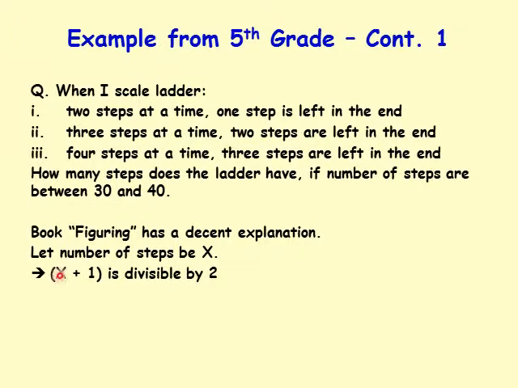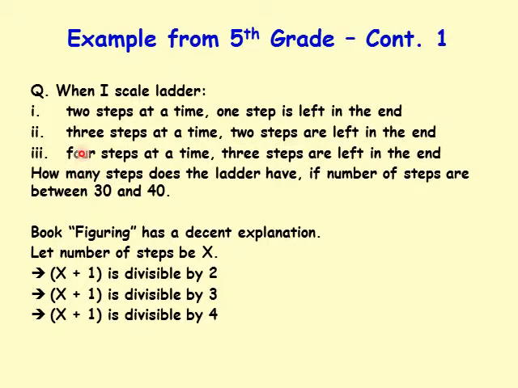So then x plus 1 is divisible by 2. One step is left, so if I add one more step to that, it becomes 2 and then I have 0 left. That means x plus 1 is divisible by 2. Next, if I scale 3 steps at a time, 2 are left. If I had 1 more, that would be 0 left after that. So x plus 1 is divisible by 3. Then similarly, if I scale 4 steps at a time, 3 are left. If I had one more step, I would have 0 left. So x plus 1 is divisible by 4.